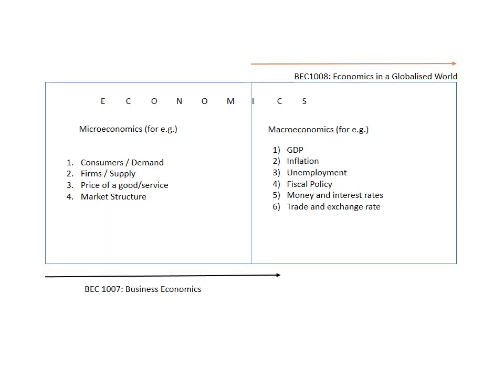Now, last time we studied mainly micro topics for business economics, right? Consumer demand, firm supply, market structure, so on and so forth. We also studied a little bit about GDP, inflation rate, unemployment rate, how to calculate these indicators. Okay. Now, for Economics and Globalized World 108, we are studying only macro topics. So we are talking about the economy as a whole, and some topics are new to you, including fiscal policy, money, interest rate, trade, and exchange rate. All right. So we're going to move on from where we have left off and go in depth.